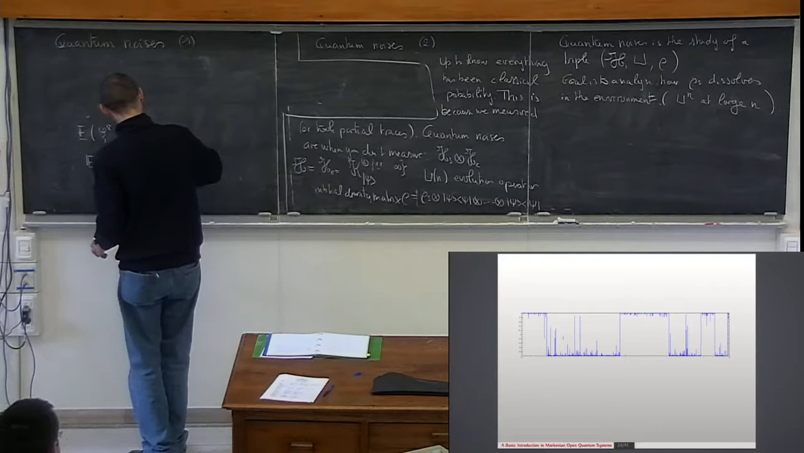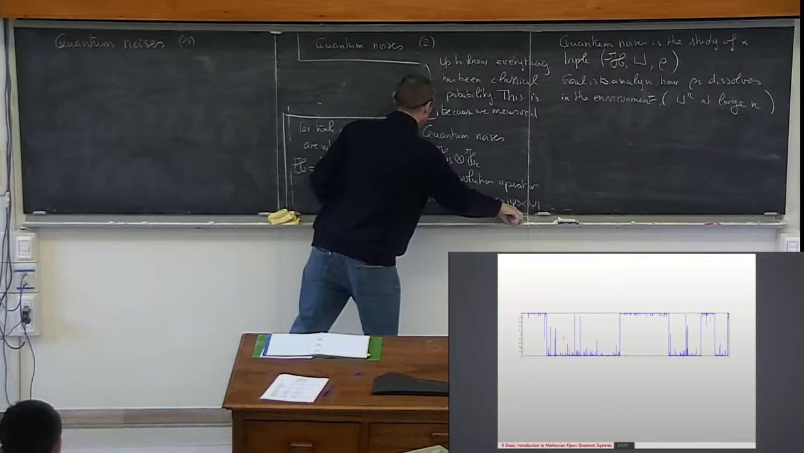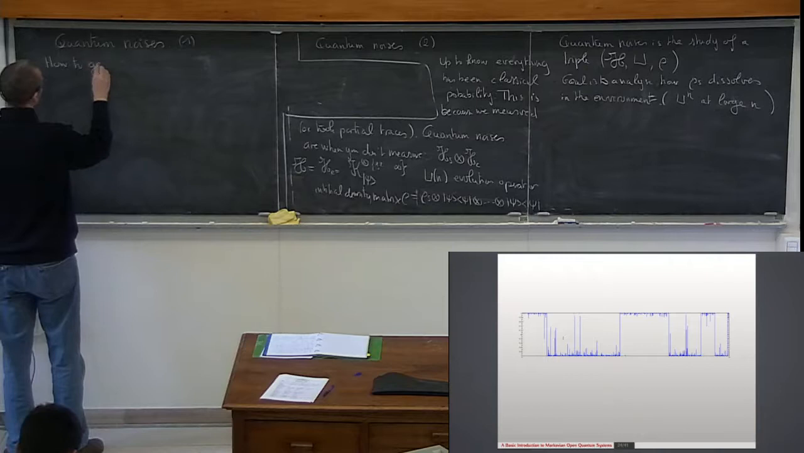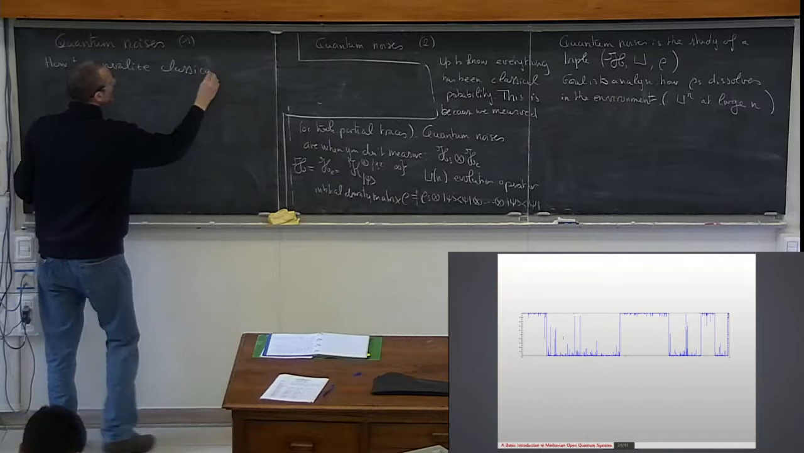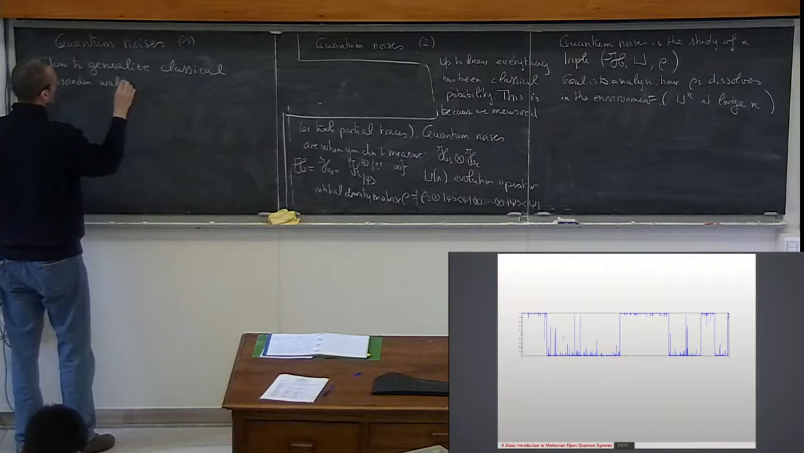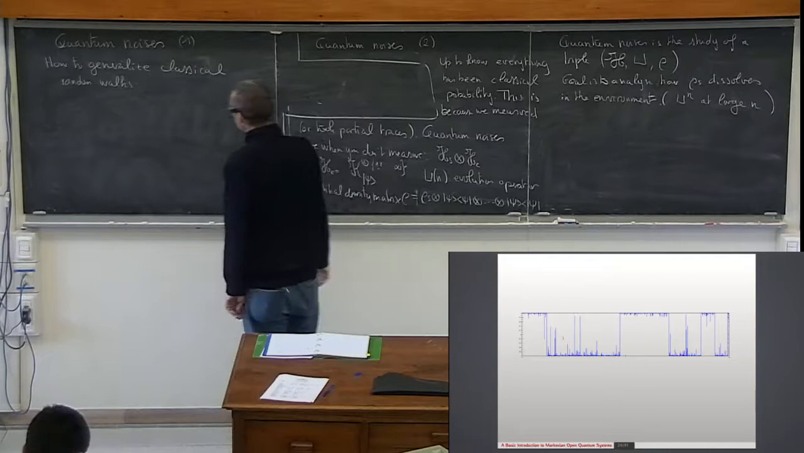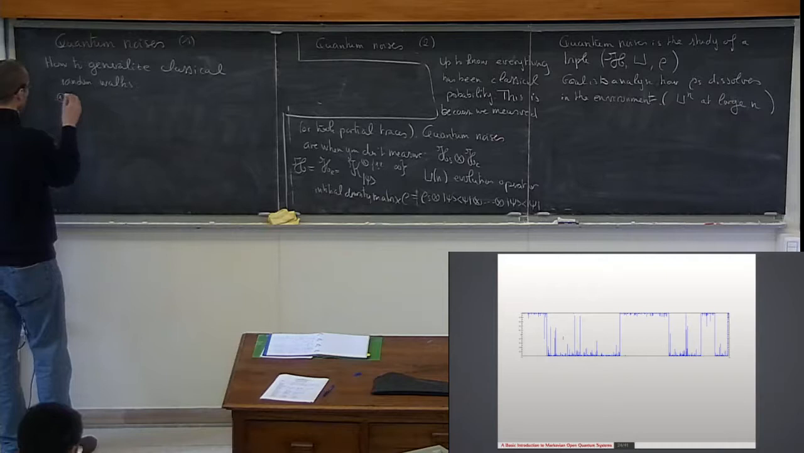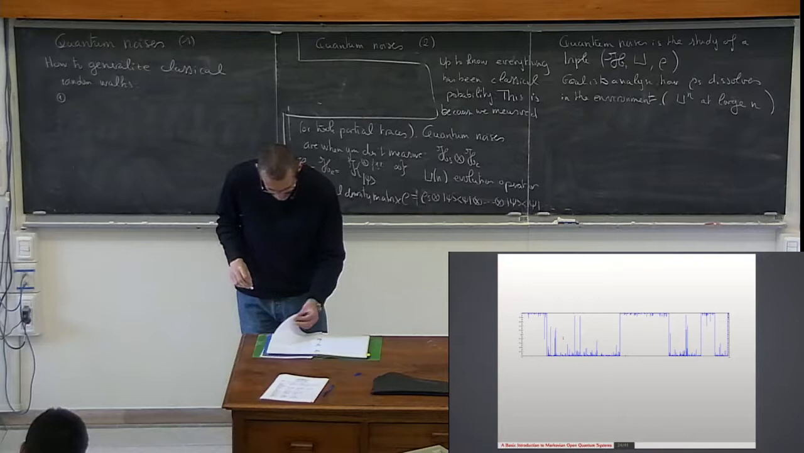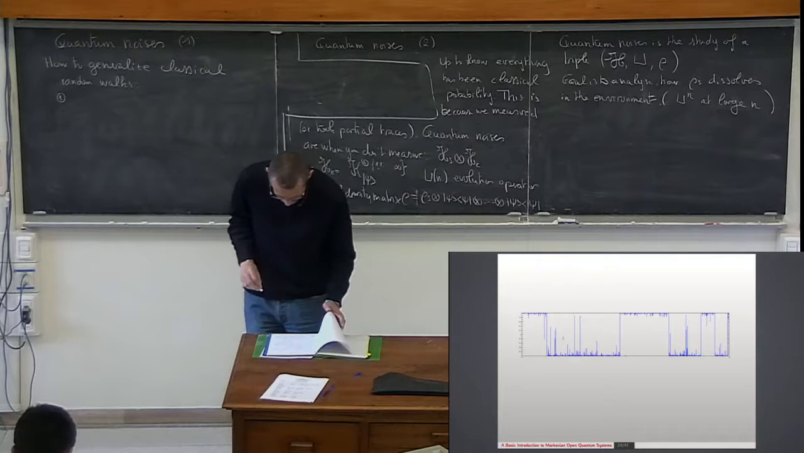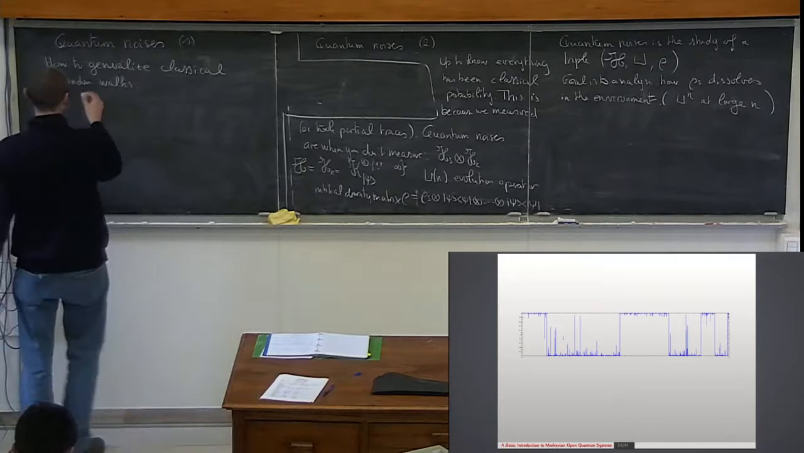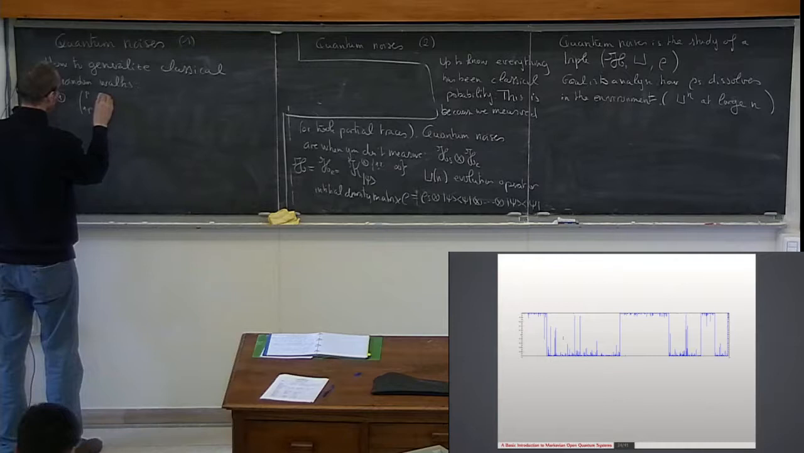The question you can ask is how to generalize classical random walks. And there is one simple way, which is not the right one, but one way. The first way you can think of, and I learned that way from Giuseppe Mussardo many years ago. So you imagine that you have a matrix with entries P, 1 minus P, 1 minus Q, and so on. So this is a Markov matrix.